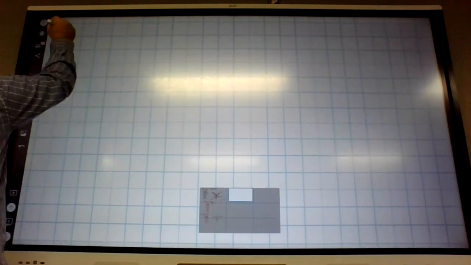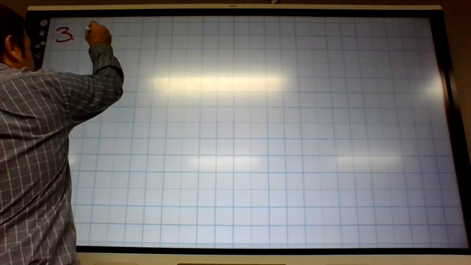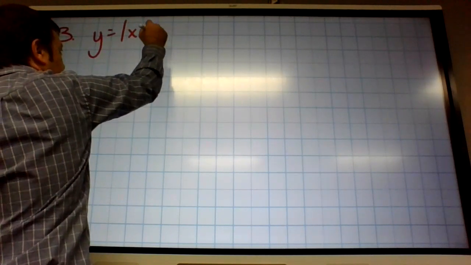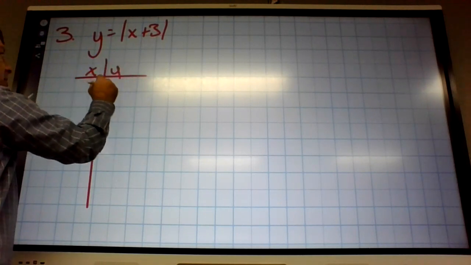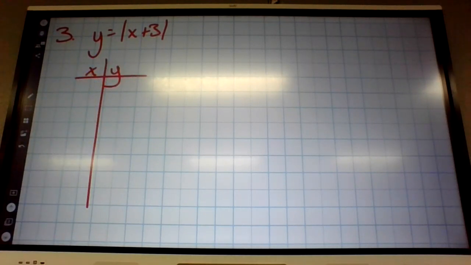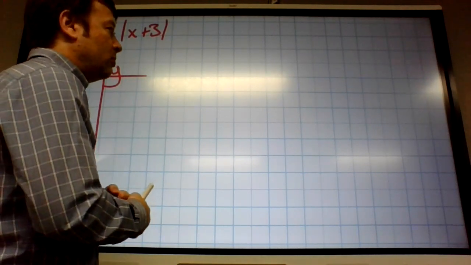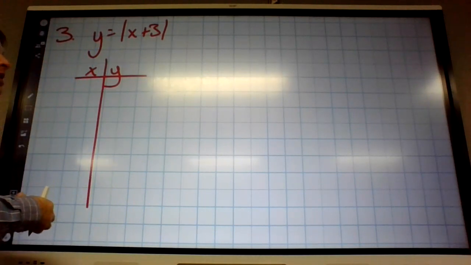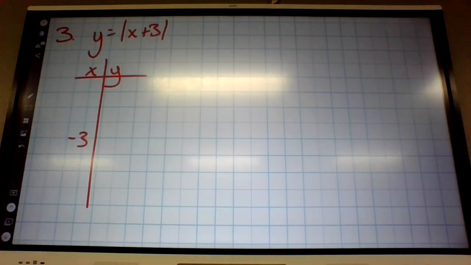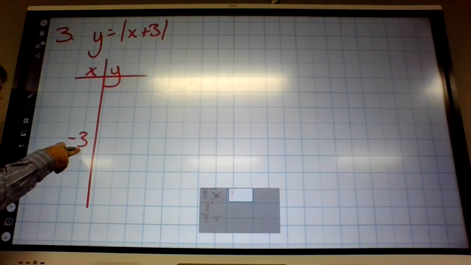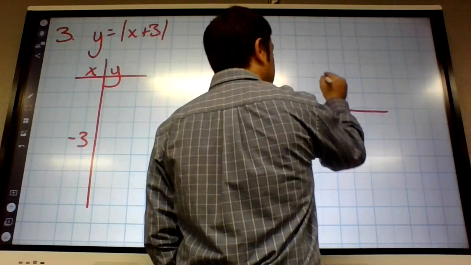Okay, number 3. It says y equals absolute x plus 3. What's that going to do to our graph? Go down 3. No. Go left 3. Left 3. Okay, if it's moving left 3, what x value would be the middle of the graph? Negative 3. So to get a better picture of the graph, we might want to choose x values around negative 3, because I'm expecting the graph to move left 3.